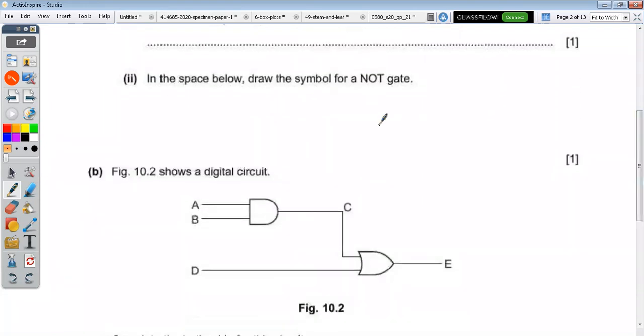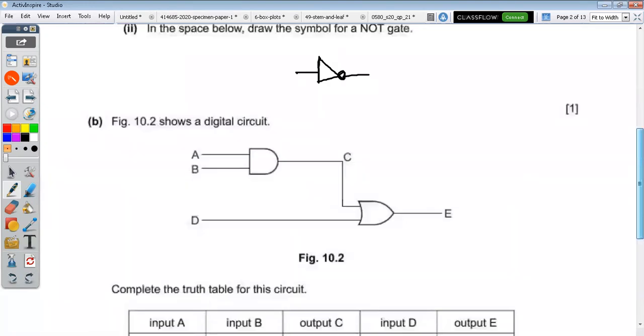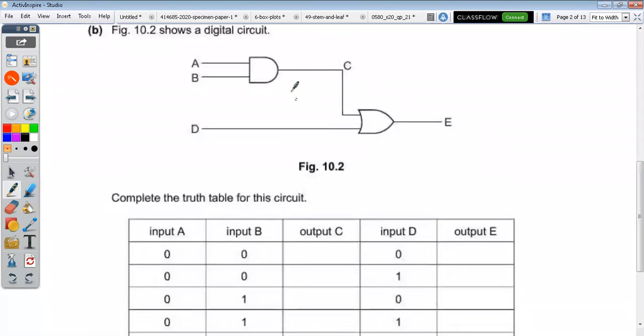Draw a NOT gate. You see this? We talked about it. So a NOT gate only takes one input. Like this. That's a NOT gate. Now let's see this. They are giving you questions now. So this is an AND gate. I'm sure you can tell. And this is an OR gate. Let's do that together.